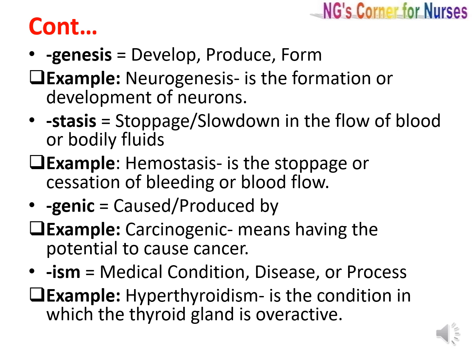Okay, next is ism. Ism is a medical condition or a disease or process. As an example, we can say hyperthyroidism. The word hyper means high or more. Thyroid is related to thyroid gland, and ism is a medical condition. So hyperthyroidism is the condition in which the thyroid gland is overactive.